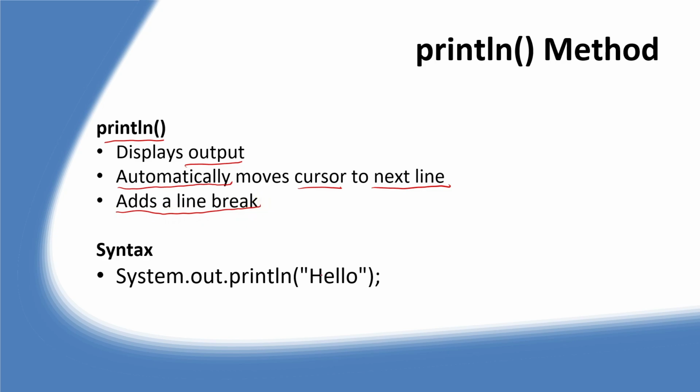So for example, here, hello. How will it print the output? It will print hello. Then it will add a line break. Line break means it will move the cursor to the next line. This was the first line, and now the cursor is in the second line. Whatever remaining lines of code get executed will start from here.